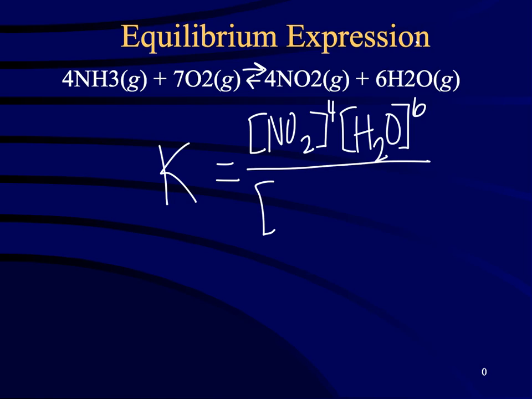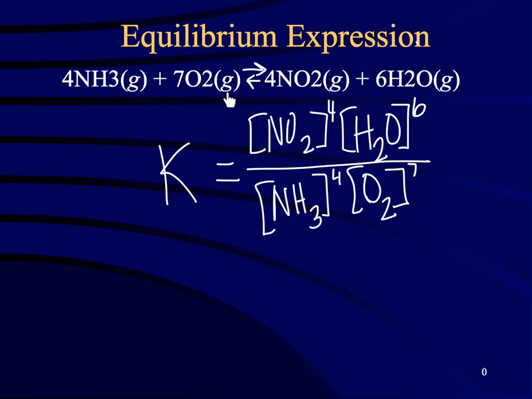Then we go to the reactant side, and those go on the bottom. NH3, and that's to the fourth, and then O2, and that's to the seventh power. So that's how we would write out the equilibrium expression. That's like our equation, and then all we have to do is plug in the numbers that the problem would provide.